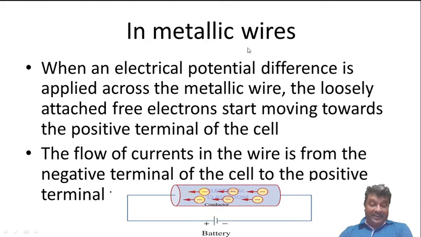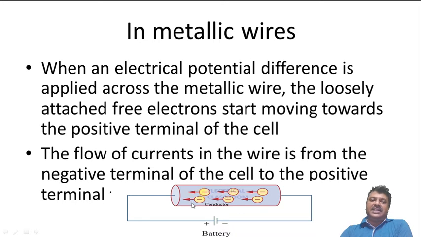In metallic wires, I repeat, in metallic wires, when an electric potential difference is applied across the metallic wire, for example, this is the metallic wire, a potential difference is given, higher potential and lower potential using a battery, then the loosely attached free electron starts moving towards the positive terminal.